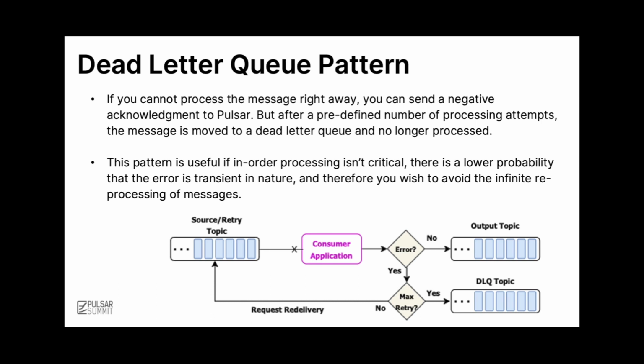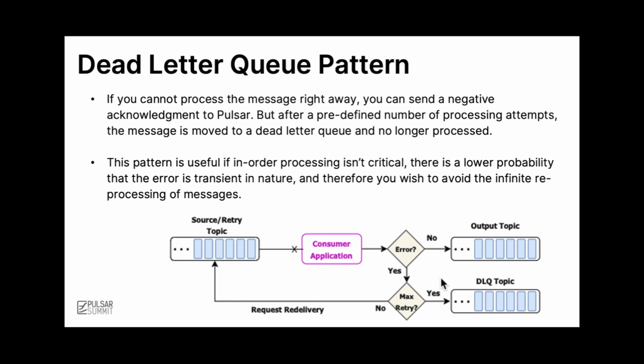So expanding on that pattern, if you have a NACK, so you don't have that continuous redelivery scenario, then you want to have what's called the dead letter queue pattern. After a predefined number of processing attempts, you do like you did before. I try to process it. If it's an error, I send a NACK, but after a certain number of times, I give up. After 3 times, 5 times, whatever, I throw it to a dead letter queue, just get it out of the system. I'll look at it later.